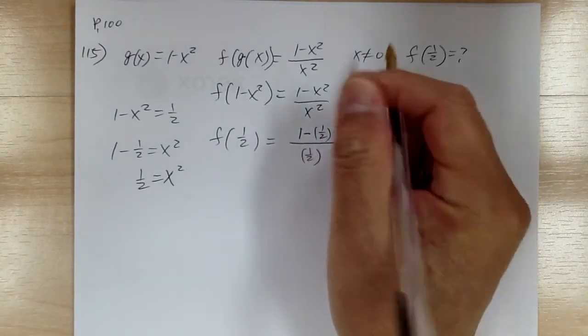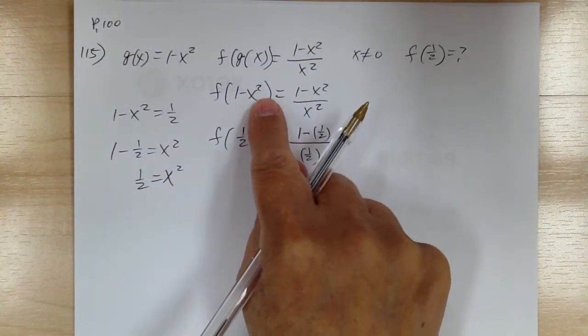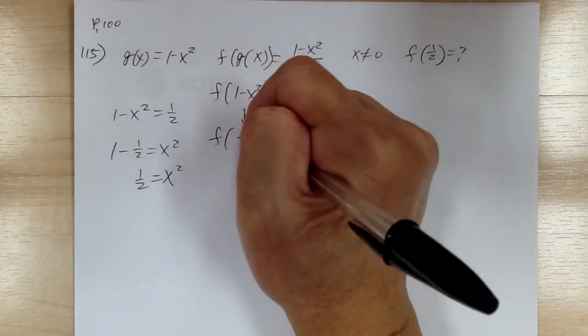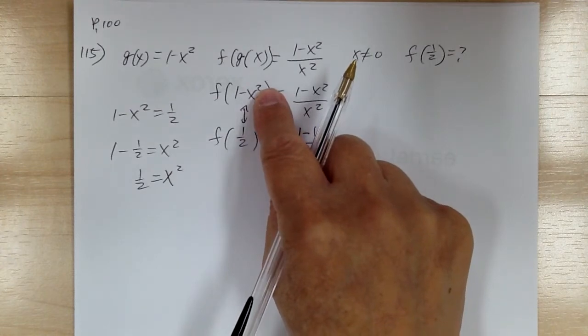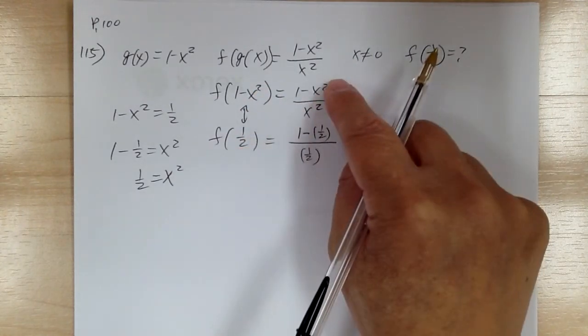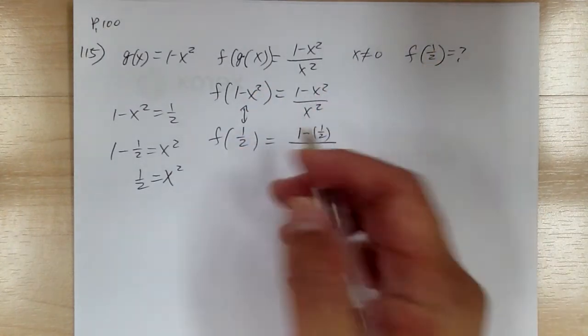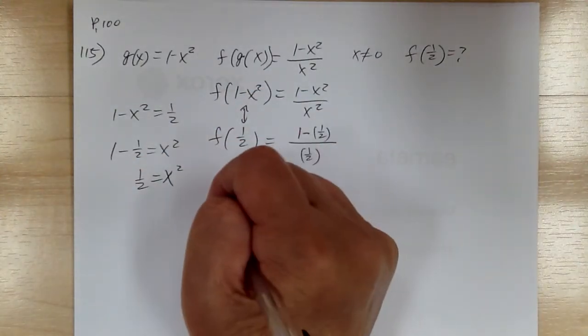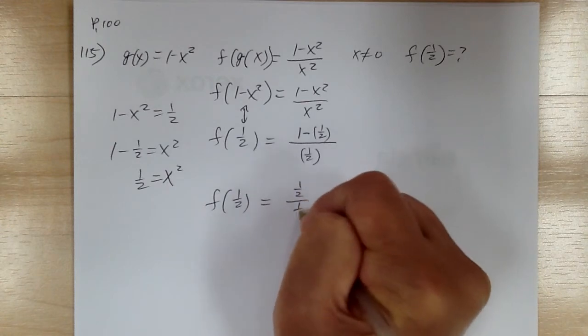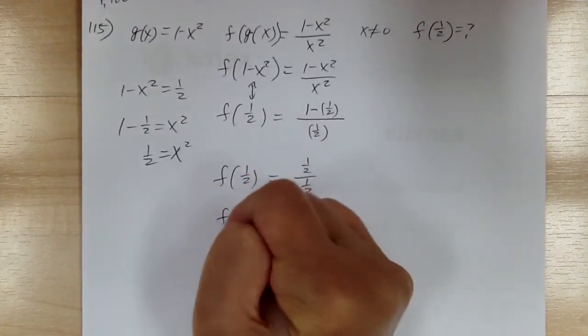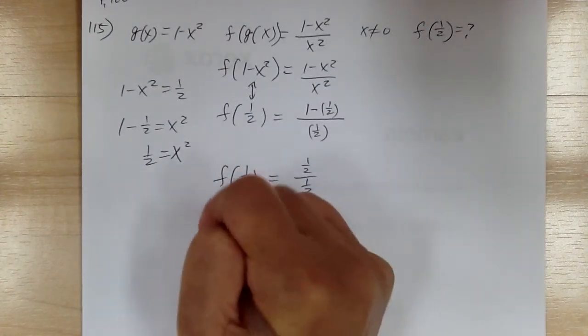Again, f of 1/2 is when x squared equals 1/2. So when x squared equals 1/2, you get that. You have to be consistent. So f of 1/2 will equal 1/2 over 1/2, so f of 1/2 will equal 1.